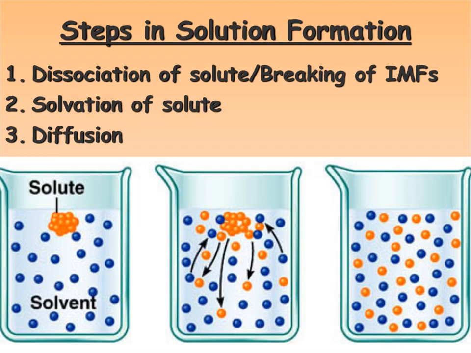All right, so what are these steps in solution formation? First you have to have dissociation of your solute, or breaking of IMFs if you don't have an ionic substance. Then the solvation of the solute occurs. So the water molecules begin to surround your solute in a specific manner. And then we have diffusion. So basically it becomes evenly dispersed throughout the solution.